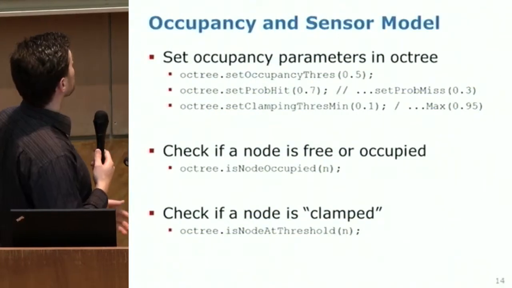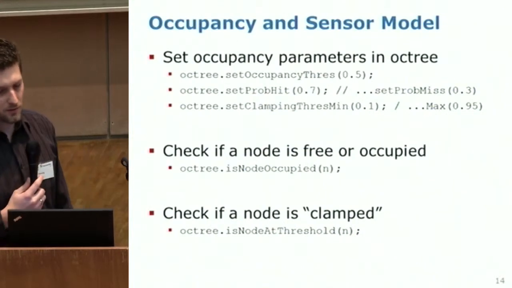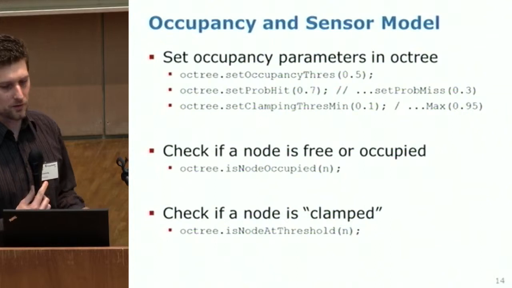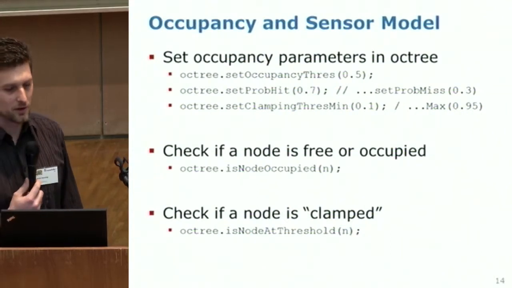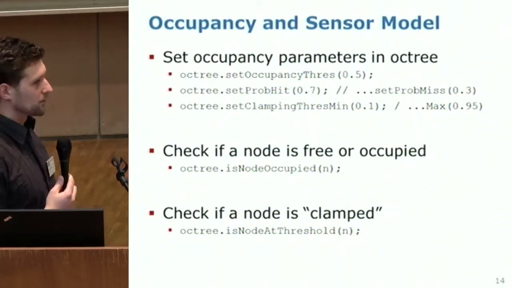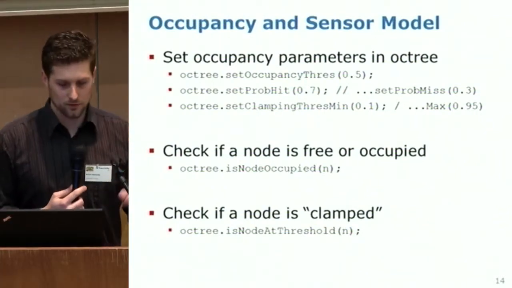Or by asking the Octree, which is the second example, if the node is occupied, you'll get back whether it's an occupied node or free node based on the probability parameters of the Octree, which you can set, as in the example on the top. And you can also check if the node is at the clamping threshold, the lower or the upper one.